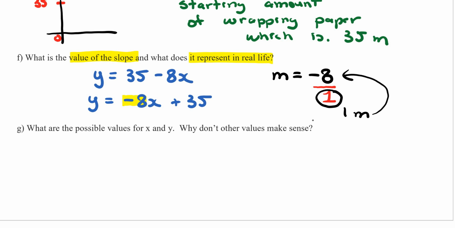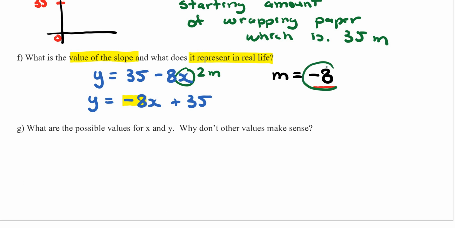So 8 represents the total number of identical gifts, and it represents the amount we're going to be losing in wrapping paper, depending on how many meters of wrapping paper we use for one particular gift. If I change the x here to be 2 meters, meaning that every single gift takes 2 meters, then the slope will multiply that by 8, and we need 16. So I'm going to put minus 16 because we're going to use up 16 meters of wrapping paper to wrap up the 8 gifts. So that's what the slope means.